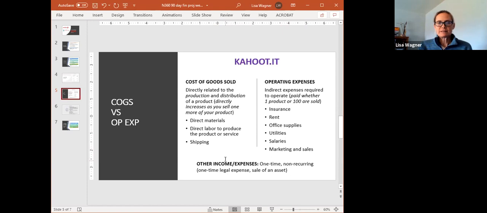And then the last piece that we showed on the P&L was other income and expenses. And again, these are the one-time things that come in. So are there any questions about cost of goods sold, and particularly for your specific businesses?